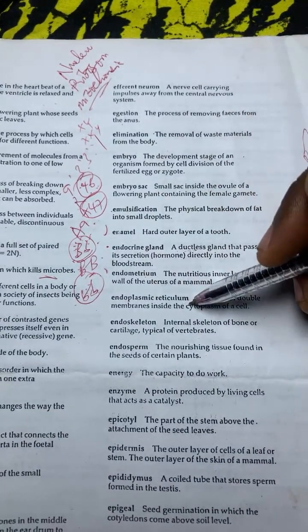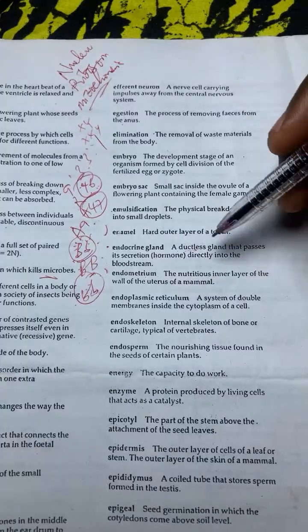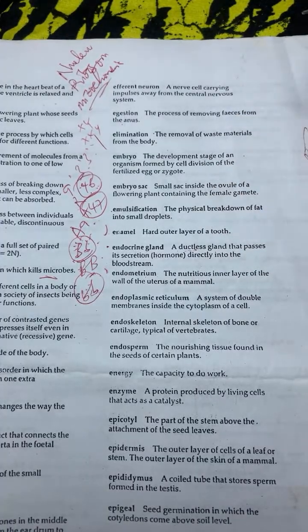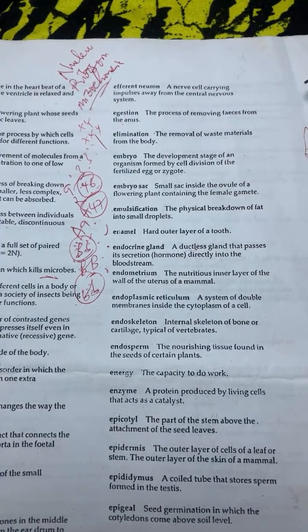We move on to endoplasmic reticulum. It's a system of double membrane inside the cytoplasm of a cell. It's part of cell organelles, important cell organelles.